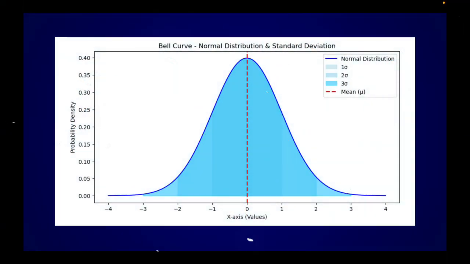Here you can see the bell curve, normal distribution and standard deviation. This is a bell curve, also known as normal distribution, because its shape looks like a bell. It is one of the most important concepts in statistics and probability, because many natural and real world data points like test scores, heights, IQ levels, etc. follow this pattern.